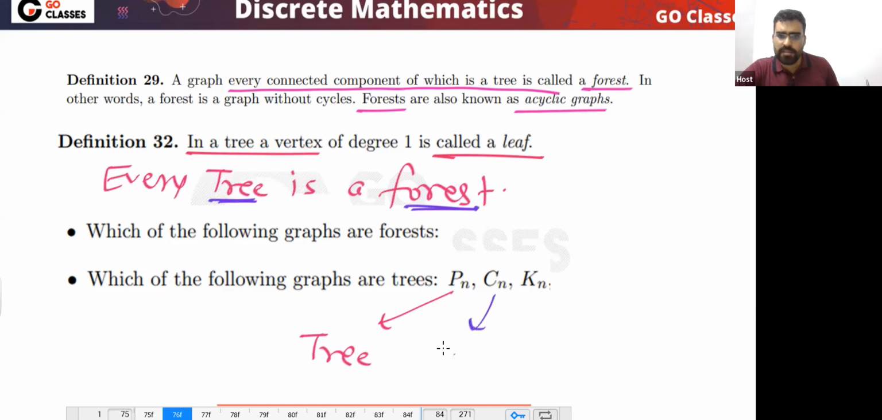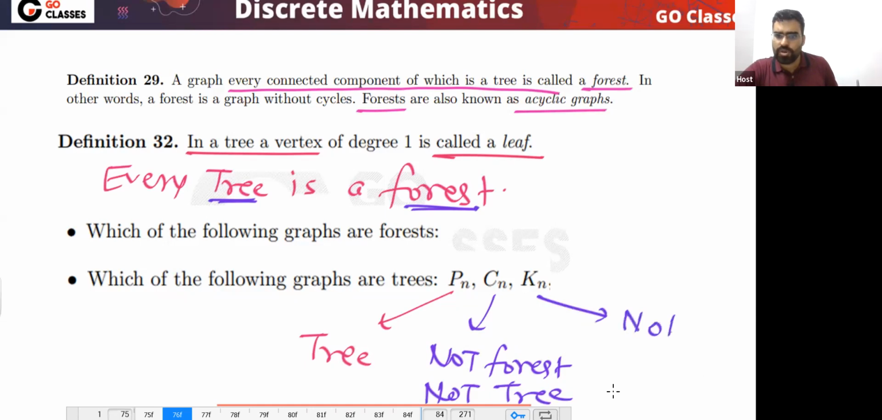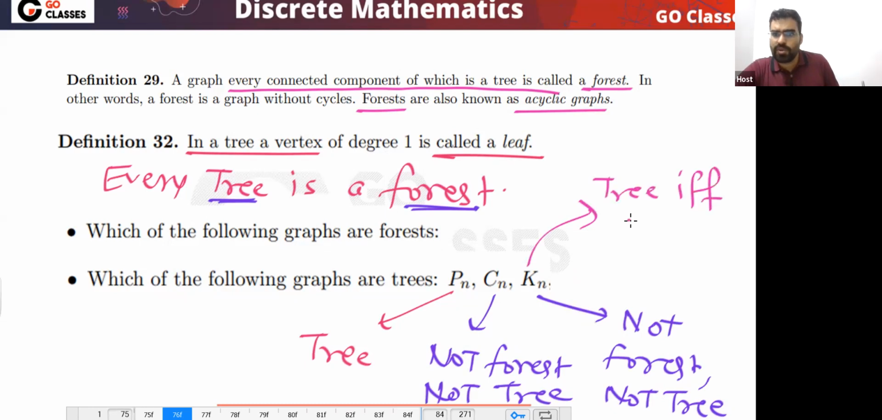What about this? This is none. This is not a forest, so not a tree. If this is not a forest, then this is not a tree. What about KN? Neither forest, nor tree. When will this KN be a tree? KN will be a tree if and only if n equals 1 or 2. So when your number of vertices is 1 or 2, then it will be a tree. Else it will not be a tree.